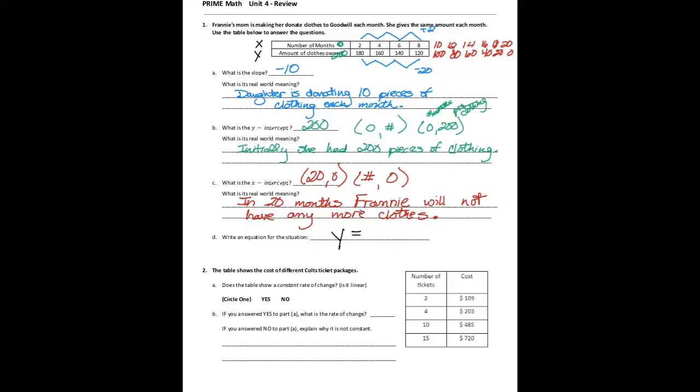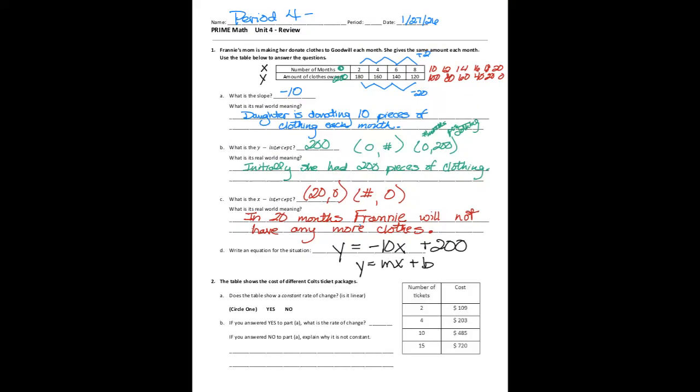All right, so can we come up with an equation for this situation? Y equals negative 10x plus 200. What do you guys think of that? Yeah, we got our slope. Remember, this mimics y equals mx plus b. The slope was negative 10. B was our y-intercept. That's how much we started with at 0 months. She had 200 pieces of clothing.